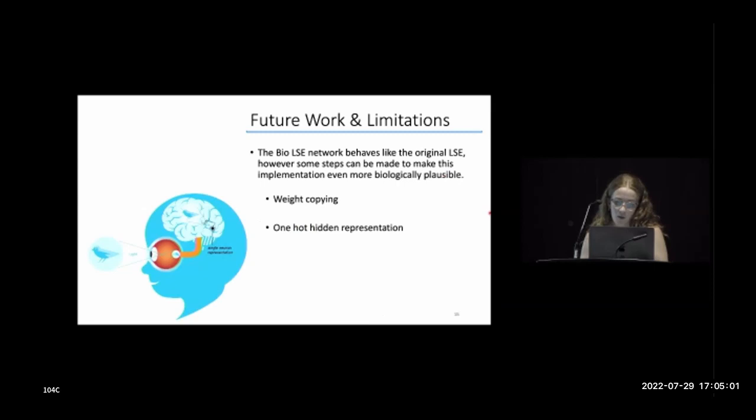So although we did see that our bio LSE works a lot like the original and that it works as a CAM, there are some more steps that could be taken to make this model even more biologically realistic. One is that although we're learning the weights on one side, we are weight copying to the other side, just taking the transpose. So strategies for learning that other side of weights would make it all the more biologically realistic. And we also have a one-hot hidden representation here, which alludes to the idea that there's one neuron per target. Although some people say that there's a Jennifer Aniston cell or a grandmother cell, we know that it's usually populations of neurons that encode these ideas or memories. So having a more combinatorial representation in that hidden layer would be even more biologically realistic.